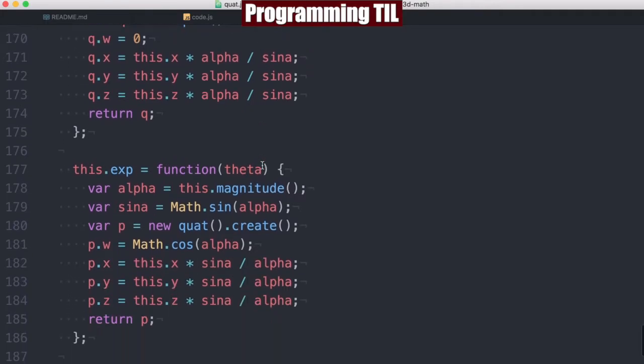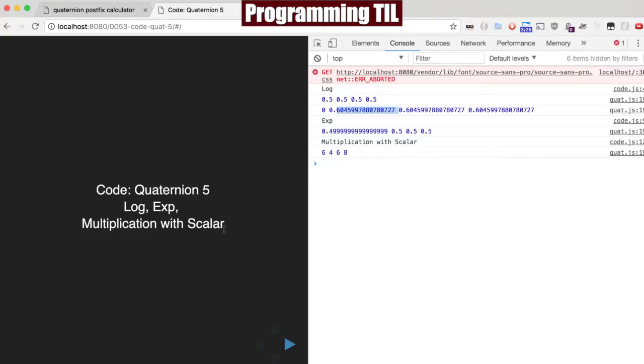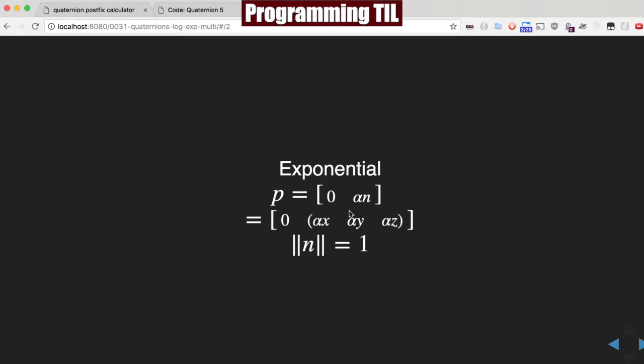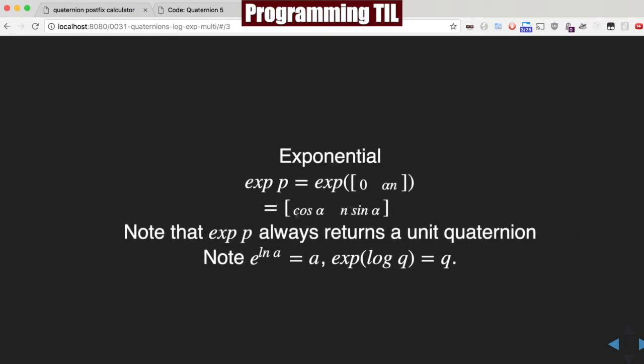And then similarly, the exponential has the same kind of definition, where we're going to be having the cosine of that, as well as the unit vector times sine of alpha.